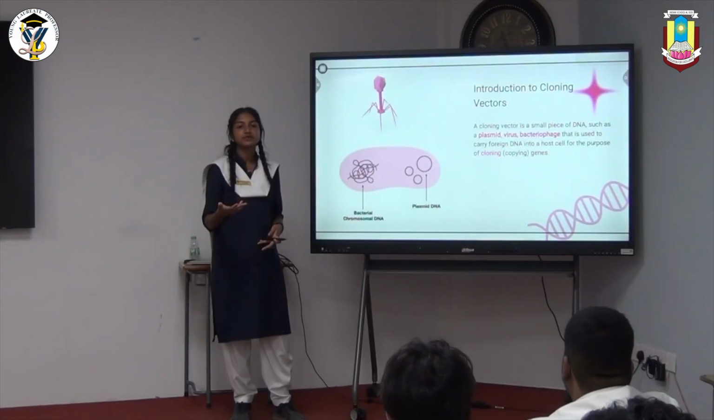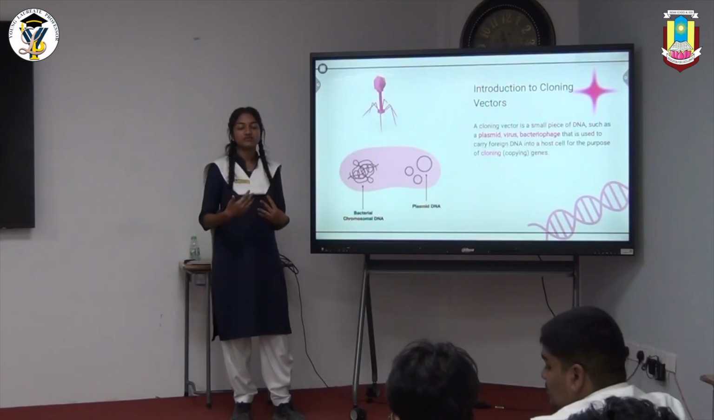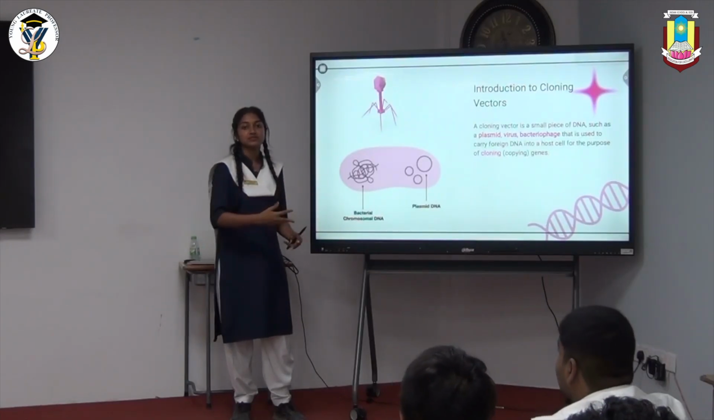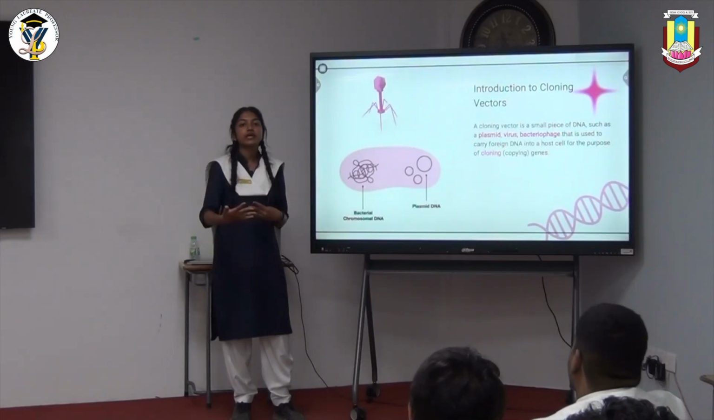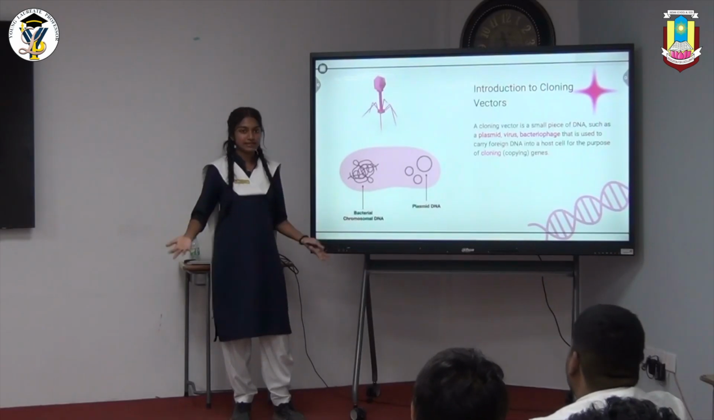Why plasmid is being used as a vector is because we can introduce our desired or our beneficial gene through a plasmid into a host cell, in this case E. coli, and therefore we can clone that E. coli into many desired cells.